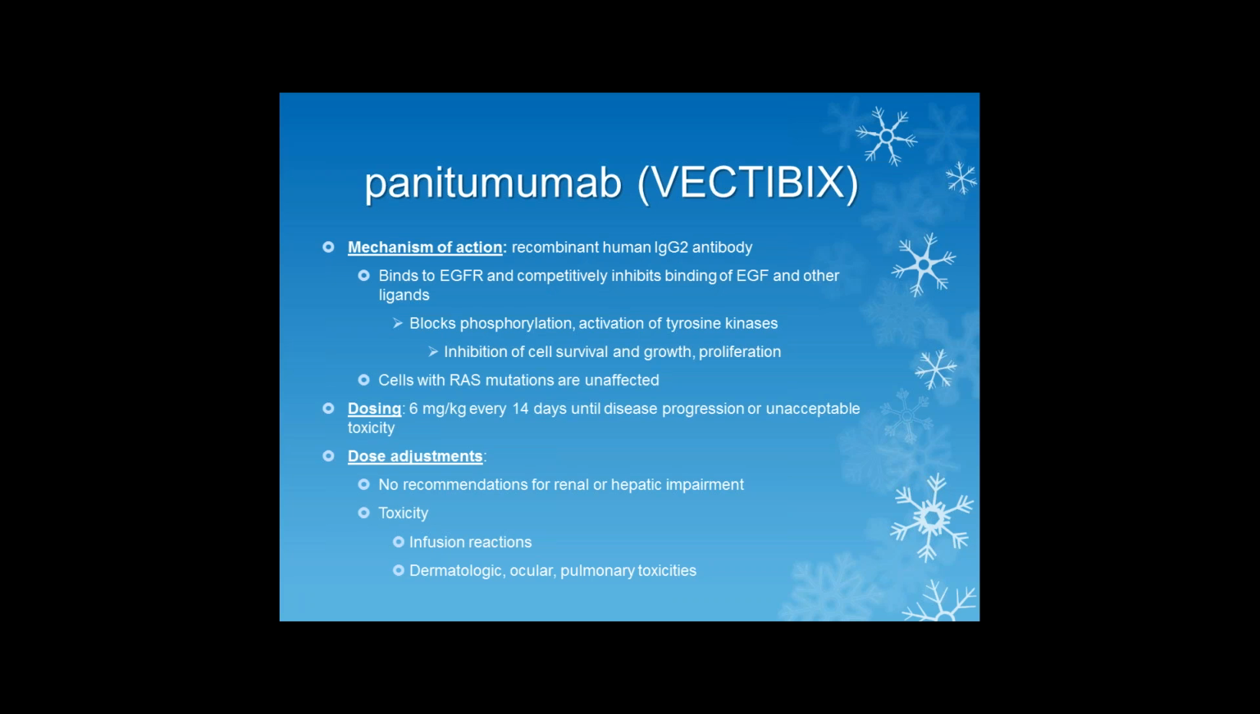But this, again, binds to the EGF receptor and competitively binds, blocking the ligands from binding. Again, kind of blocking that whole phosphorylation cascade and inhibits cell survival, growth, and proliferation. This is another one where you have to have the KRAS wild type. Dosing for this is 6 mg/kg every 14 days. And the dose adjustments are, again, for infusion reactions or dermatologic, ocular, or pulmonary toxicities this time.